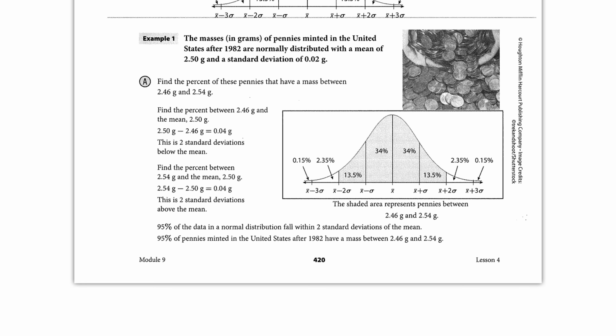So down here, 2.46 is 2 standard deviations below, and 2.54 is 2 above. So if we add up all the percentage in between, we should get that 95% of the data in this normal distribution fall within 2 standard deviations of the mean. More specifically, 95% of the pennies minted in the United States after 1982 have a mass that's between 2.46 grams and 2.54 grams. This one is just an example. There's nothing that you need to write down. Just kind of following along.